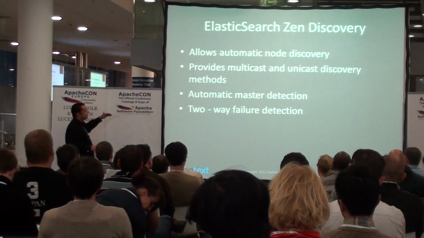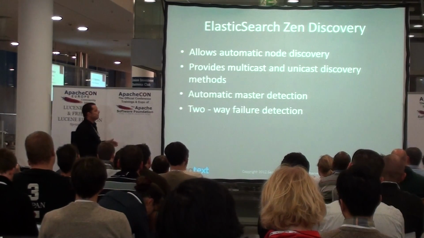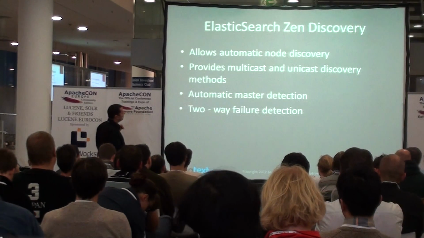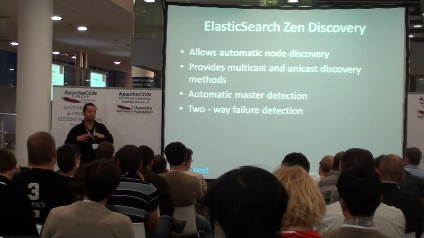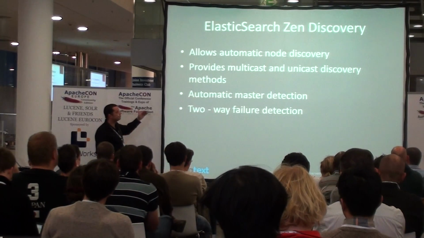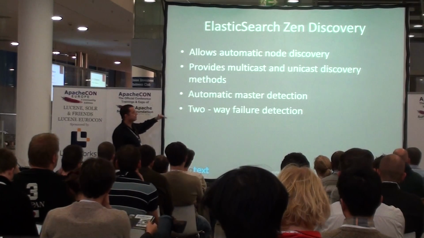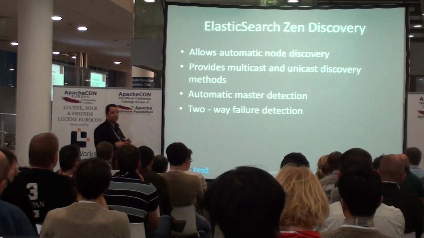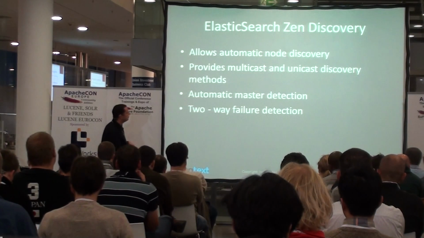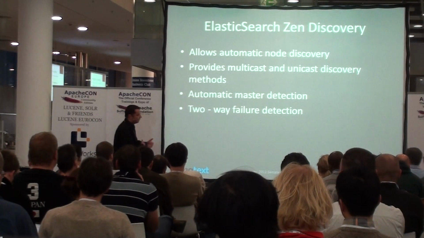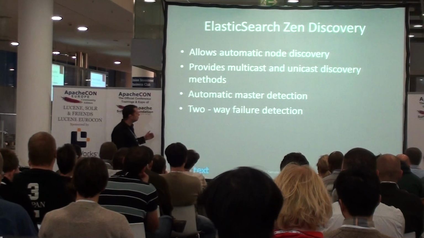What it can do is, for Elasticsearch, automatic node discovery provides multicast and unicast discovery methods. Whenever your network supports multicast, you can use multicast. Whenever it's not supported, you can use unicast discovery and just say which nodes should be in your cluster, and they will be pinged and talked to.